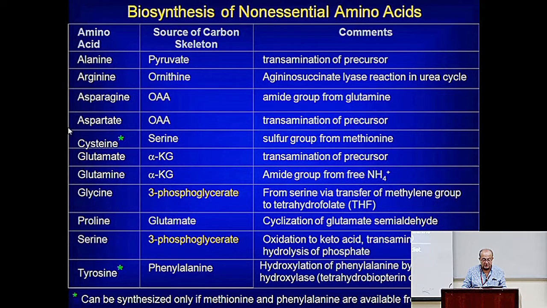So I'm not going to go through all of them in great detail, but I just want you to appreciate that in most cases the synthesis is the reverse of degradation. Arginine is made by the urea cycle, arginosuccinate lyase. Asparagine is made from aspartate, and aspartate is in turn made from oxaloacetate through the AST reaction. Cysteine, we just covered that.